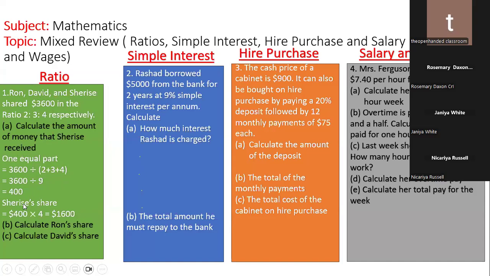In order for us to find Sharice's share, we're going to say 400 multiplied by 4, which gives us what? 1,600. All right. And so we get 1,600. And that's how we're going to get Sharice's share.